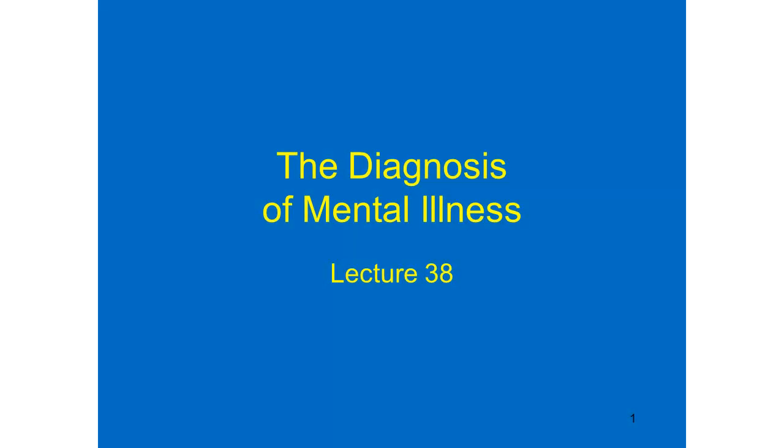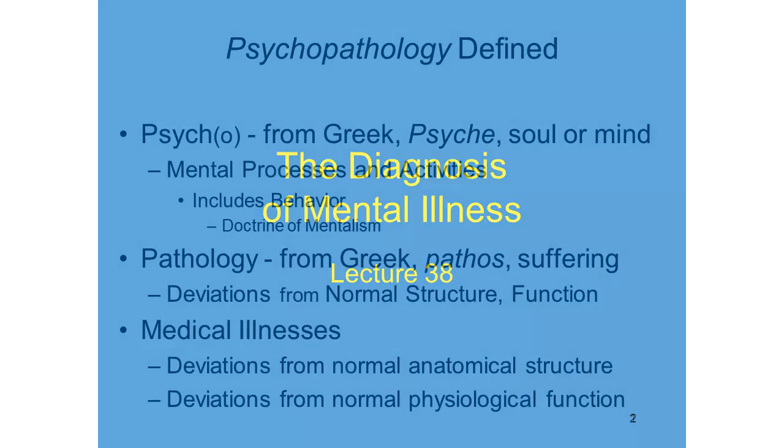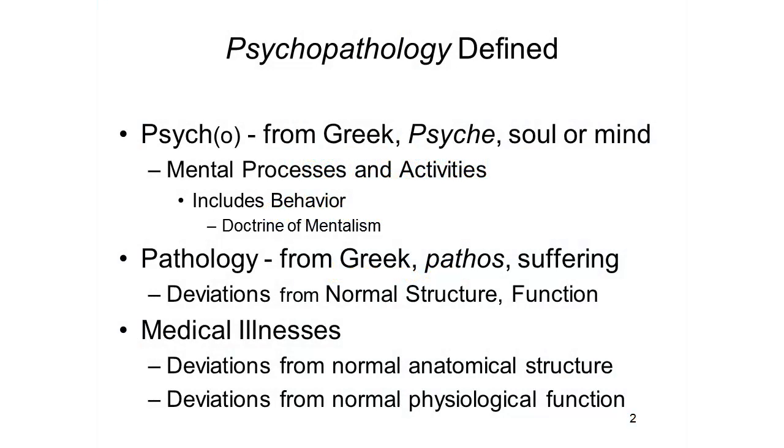Lecture 38, The Diagnosis of Mental Illness. So far, aside from a discussion of the effects of brain damage, we've focused this course on the mind and behavior of normal adults and children. Now it's time to examine mental illness in its own right: abnormal and maladaptive behavior, the disordered mental processes that underlie it, and the interventions that treat and prevent mental illness.